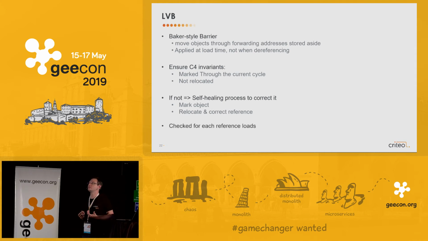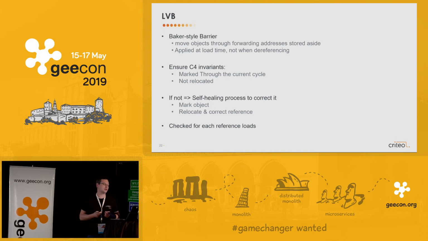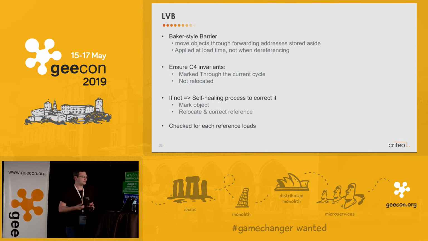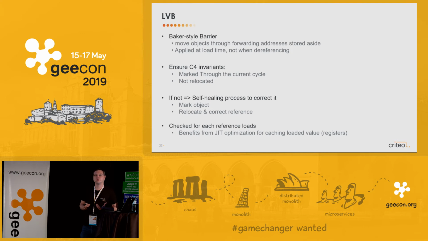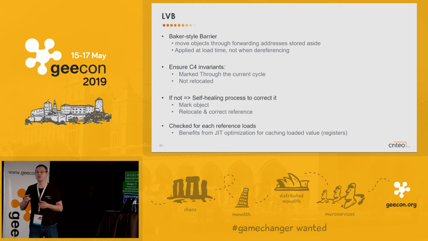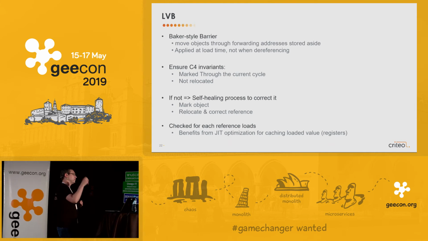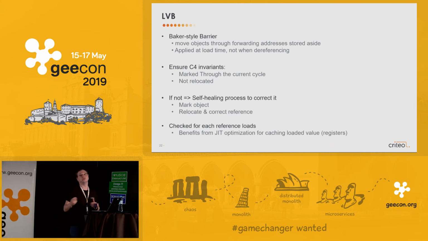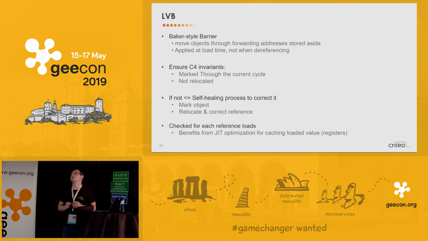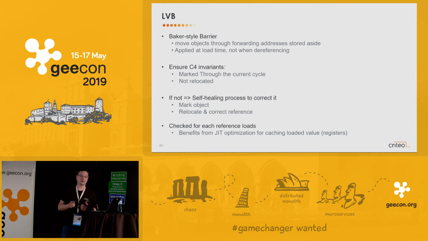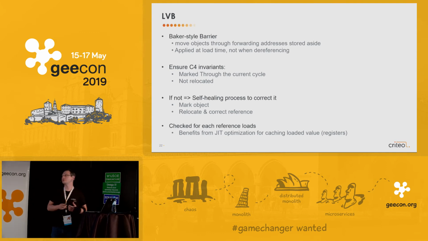So this barrier is checked for each reference load. But with the JIT optimization, we can get some caching. For example, for a method with multiple accesses to the same object, it can be cached into registers. We apply the barrier only once and can access multiple fields in this method without the cost of the LVB on each access.